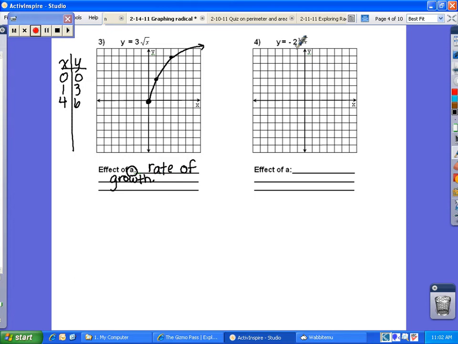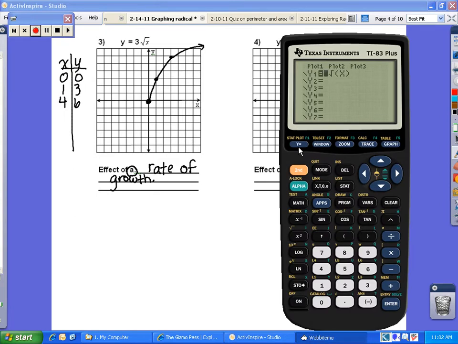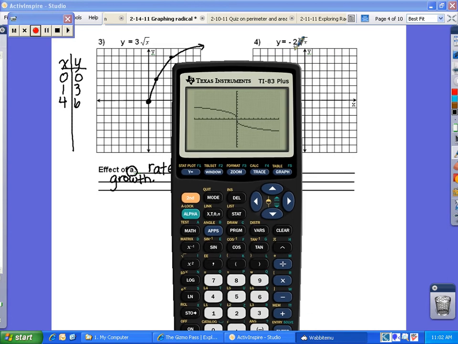So in this case, it's -2 times the cube root of x. So let's go ahead and plug that in our calculator. We're going to go to y equals, and we're going to put in -2, and go to our math key for the cube root, and it is the cube root of x. Go ahead and press graph, and you can see that that switches the graph around from the way that we originally were looking at it. So the effect of A, it looks like that negative flips it, and the 2 makes it grow at a little bit quicker rate.